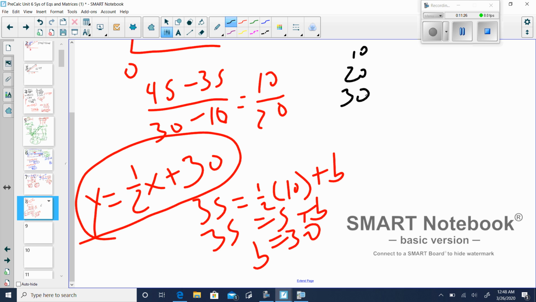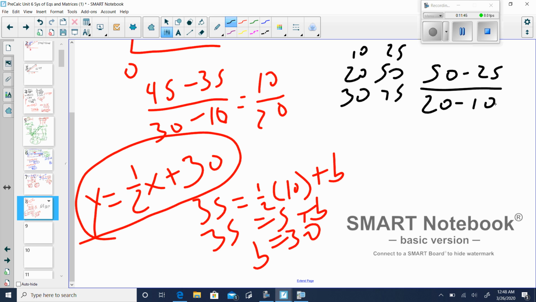Okay, 10, 20, 30, so our x's are changing by 10. Our y's are changing by 25 each time. I wonder what that indicates. I'll give you a chance to ponder that as I write this out.